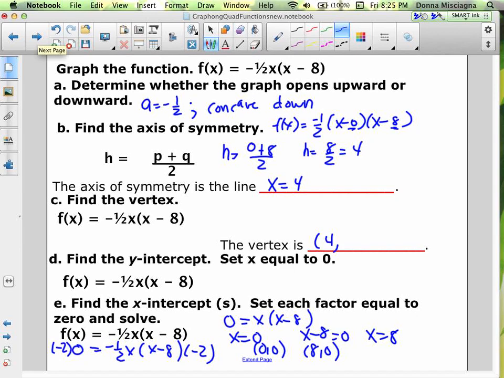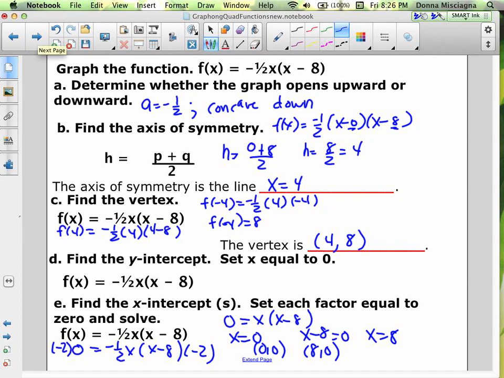So we have f of 4 equals negative 1/2 times 4 times 4 minus 8. That would be negative 1/2 times 4 times negative 4. I'm going to multiply the 4 and negative 4 first. So 4 times negative 4 is negative 16. And negative 1/2 times negative 16 is going to be a positive 8. So the vertex is (4, 8).